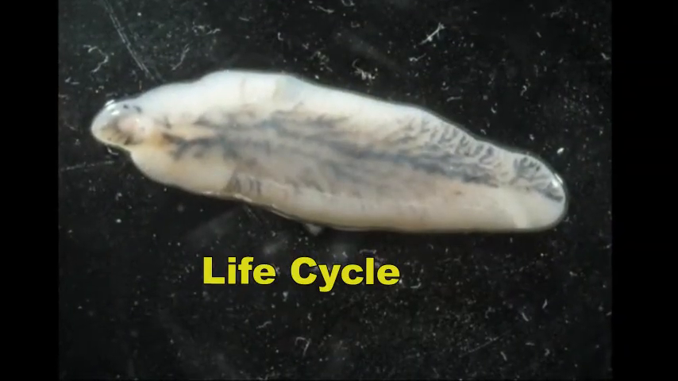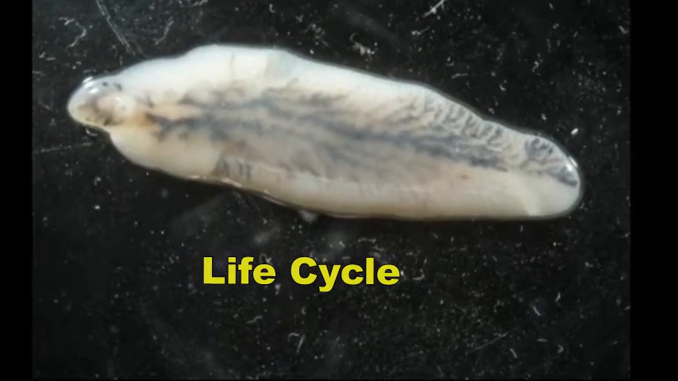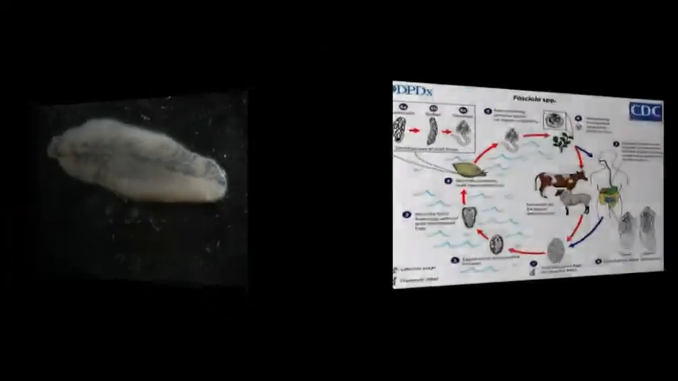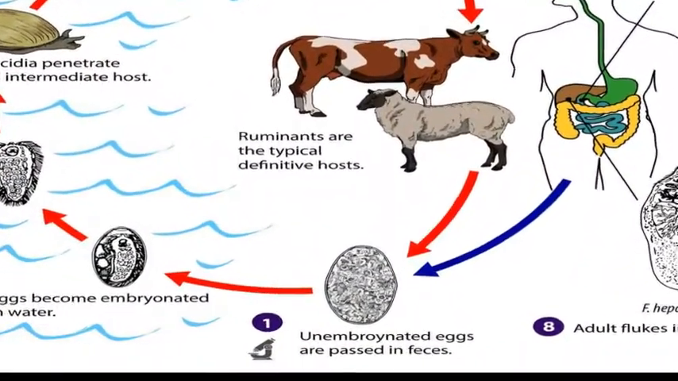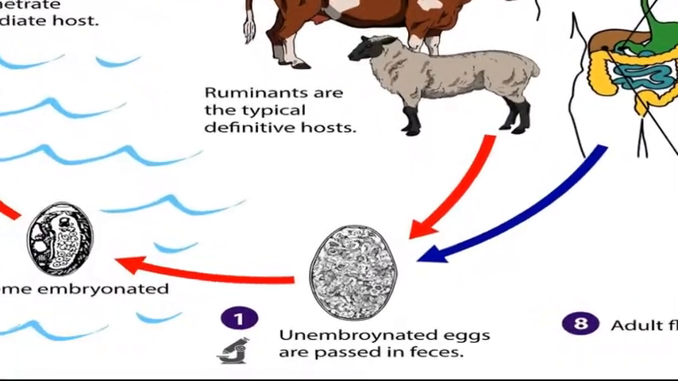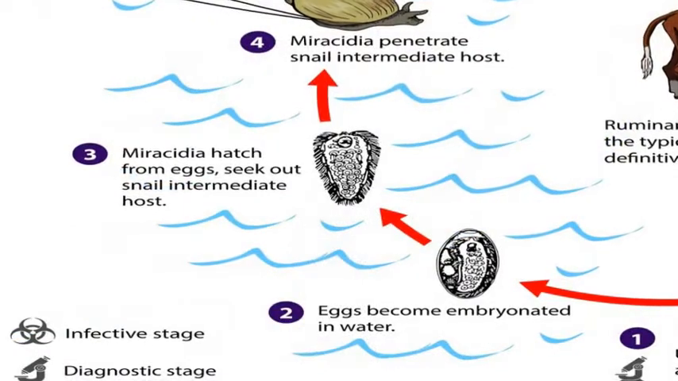Let's go now to the life cycle of Fasciola hepatica. So, immature eggs are discharged in the biliary ducts and pass into stool. In 1, eggs become embryonated in fresh water over 2 weeks. In 2, embryonated eggs release miracidia.